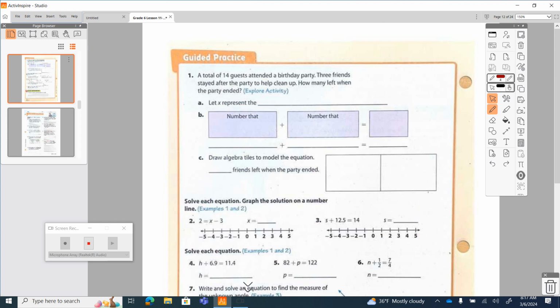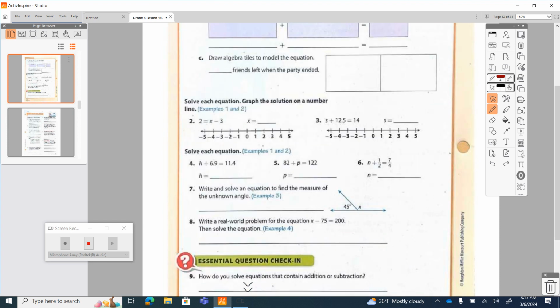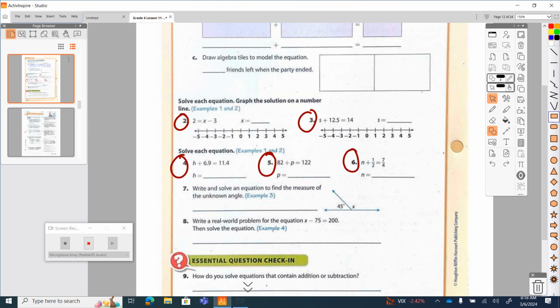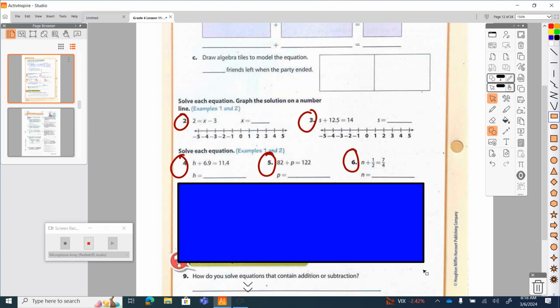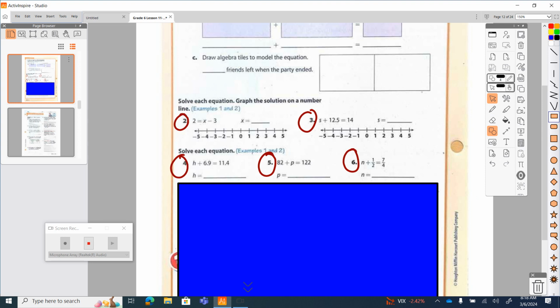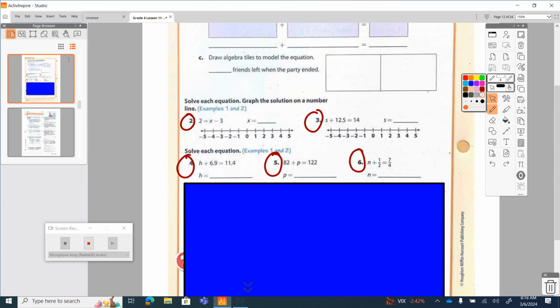So now, I am going to have you guys do problem 2, problem 3, problem 4, 5, and 6 using inverse operations. That's what I want you to use. Your teacher can pause the video, and then go over it with the class and stop the video here, because this is where the video is going to end, or you can continue to play it.